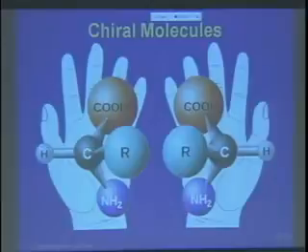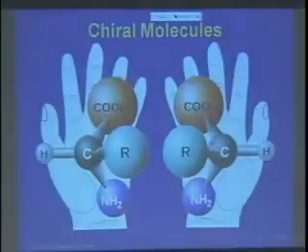If you want to see a picture of how right and left-handed works, imagine my hydrogen is always pointing in the direction of my thumb. So I can have a right-handed or a left-handed version of an amino acid, where R identifies what kind of amino acid it is.